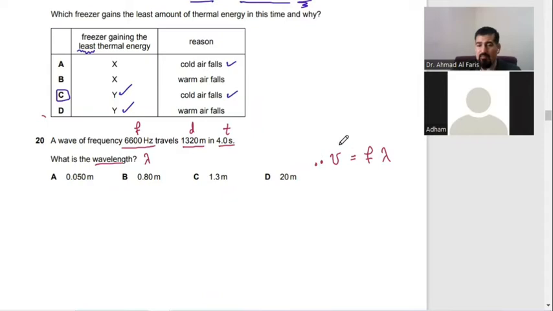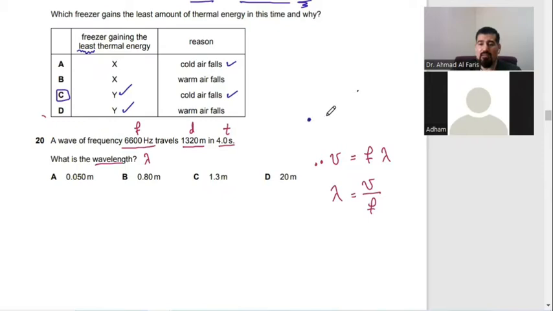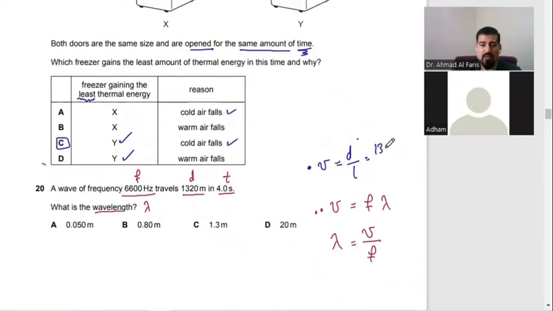But this is the second step. I know that the wavelength equals the speed divided by the frequency. But I don't know how fast the speed is, so I need to find it out. So first step, I need to find the speed, which is distance divided by time. So the distance here, which is 1,320, divided by 4, and the answer will be how many meters by using a calculator?